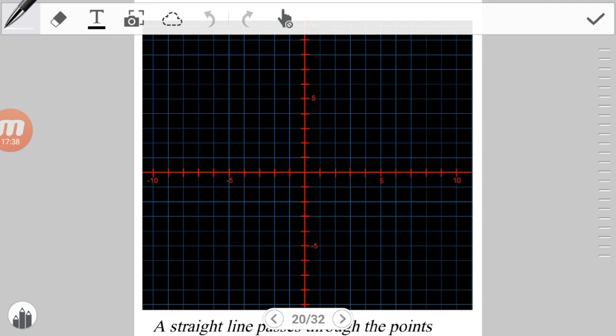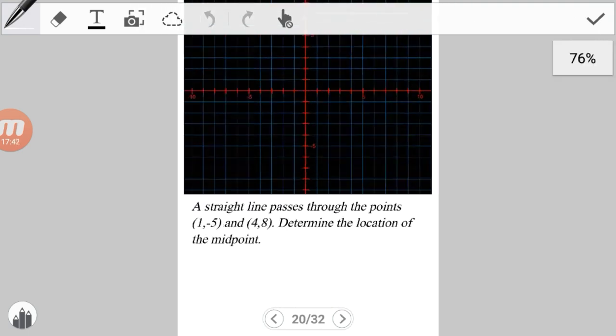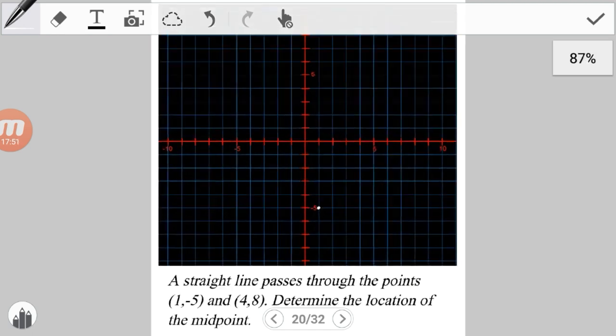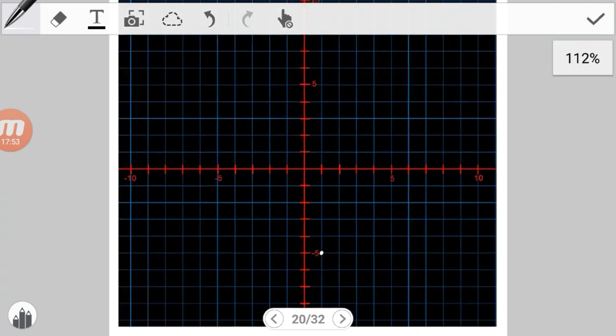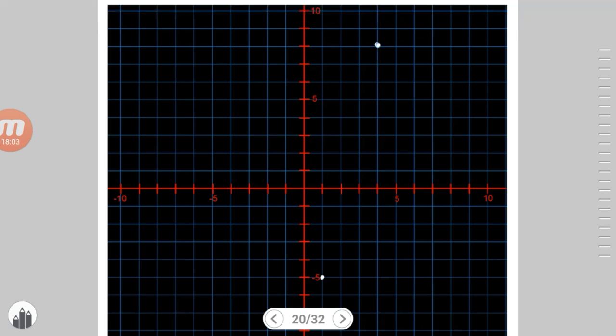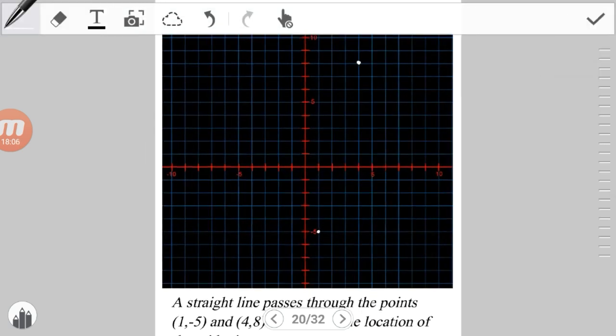and then we're going to look at plotting the point (4, 8). All right, so that's (1, -5), that's right here, and then we're looking at (4, 8). Okay, that's (4, 8). So 4, that's 1, 2, 3, 4, and all the way up 8, that's 1, 2, 3, 4, 5, 6, 7, 8. So I'm approximately here. Okay, those are my 2 points.